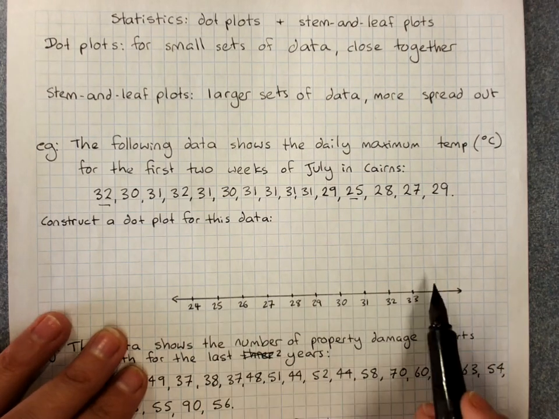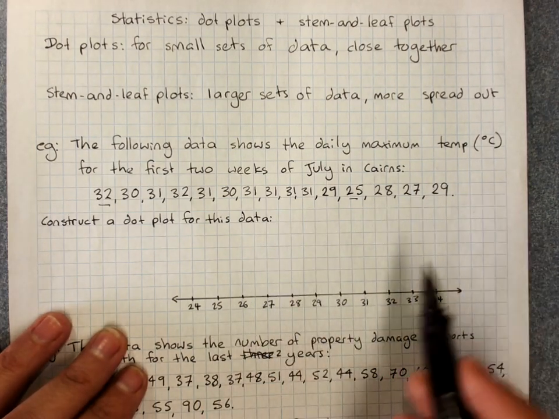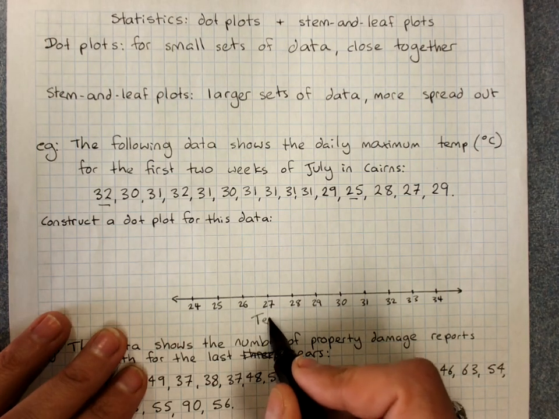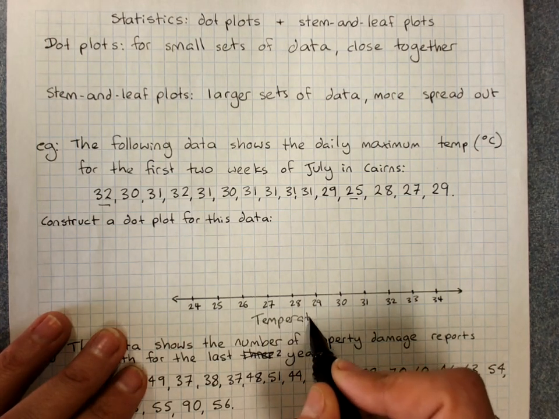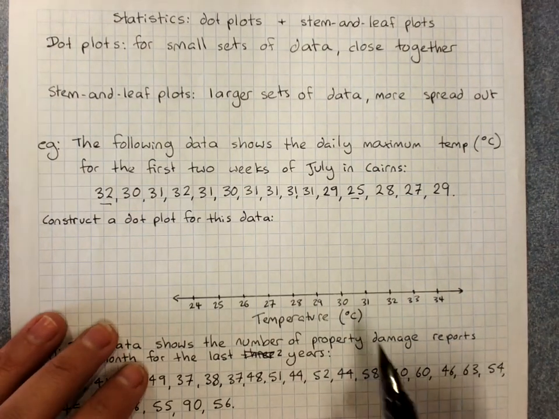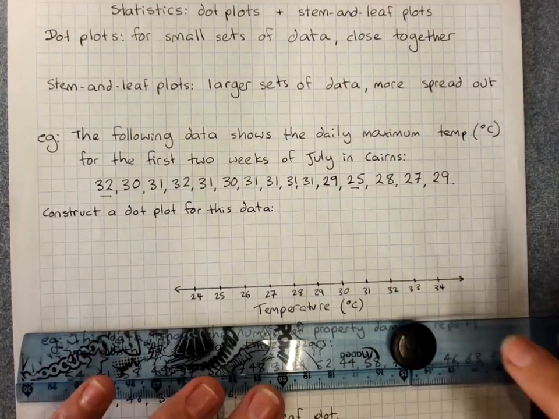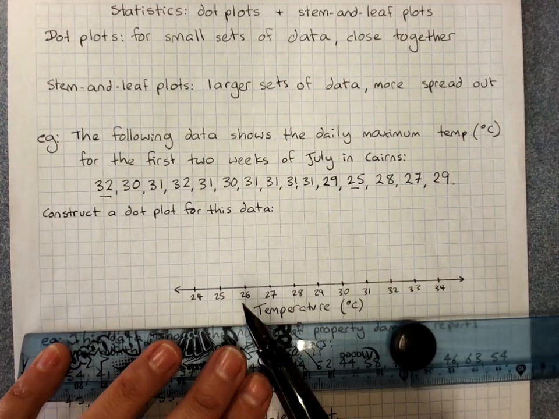Now, we label our number line underneath to say what it is. It's temperature in degrees Celsius. So the units go in brackets. And then, I'll just put the ruler there so we're not looking at the next question as well. I should get a piece of paper.